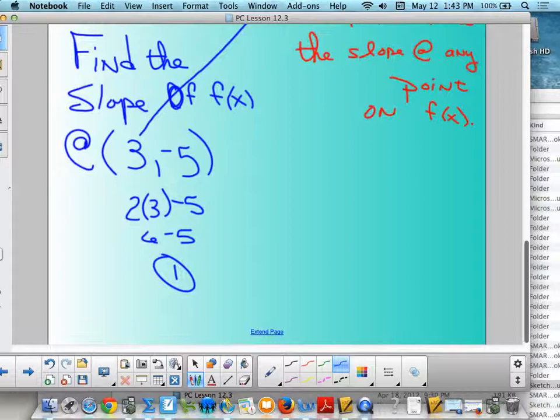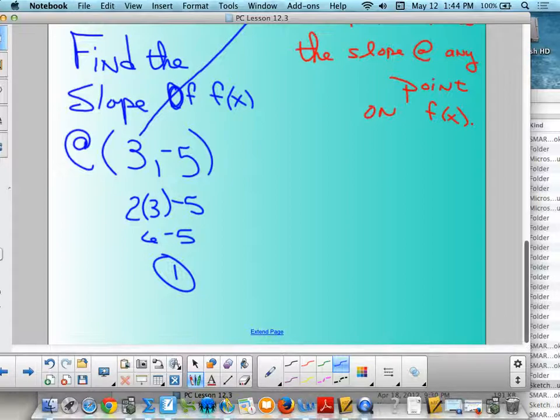So if I pick that point on the function, the slope right at that point is 1. Up 1 over 1, up 1 over 1. So this is the slope of the tangent line. The line that cuts through that point is going to cut through at a slope of 1. Did that make sense, what we did? Because that is today's lesson.